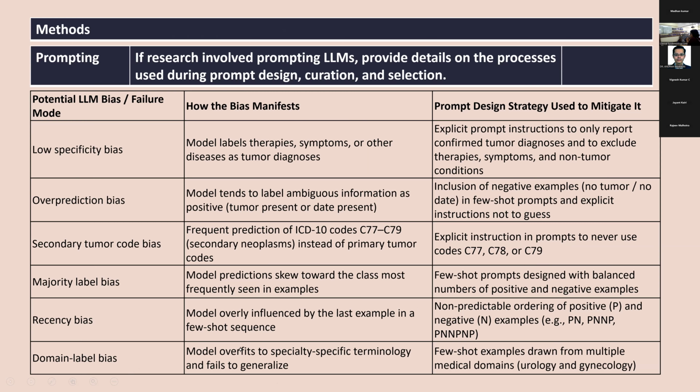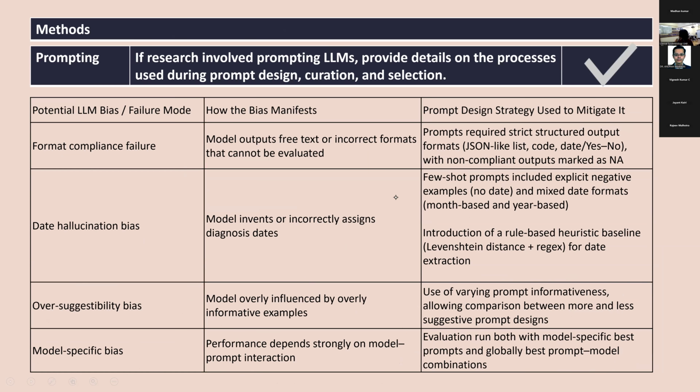Domain label bias is that because it involves malignancies from urology doctors' notes, mostly this model tends to predict urological malignancies. So what they have done is they have these fictitious examples of gynecology malignancies, and they have given those to the model to overcome the domain label bias. Then format compliance failure is that the model may not give the output in the format which we desire. So for that, they have kept the format strict as in JSON: list, ICD code, whether the date is yes or no.